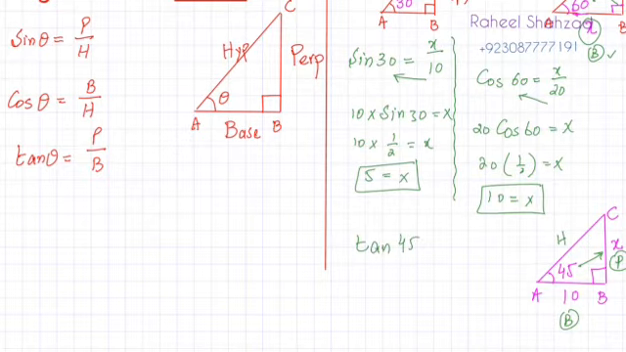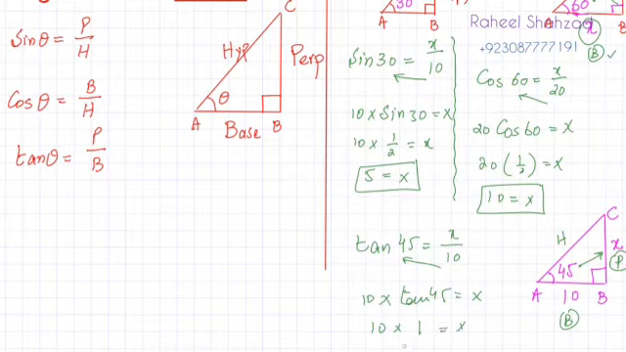Theta given is 45 degrees. So tan of 45 is equal to x divided by 10, perpendicular over base. You cross multiply it, it's 10 into tan of 45 equal to x. If you use your calculator, tan 45 is equal to 1. So the value of x comes to 10 in this case.